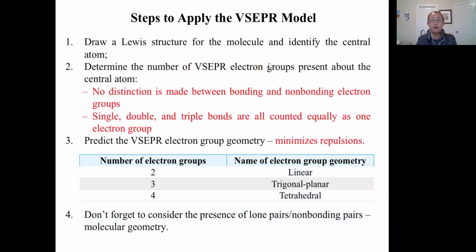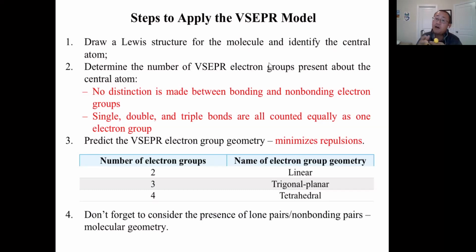So here is a summary of what we have learned regarding how we tell the geometry of a molecule. What are the steps you need to do? First step, again, is to draw a correct Lewis structure and identify which atom is the central atom. That's step 1. Step 2 is to use the VSEPR theory to determine the number of electron groups.